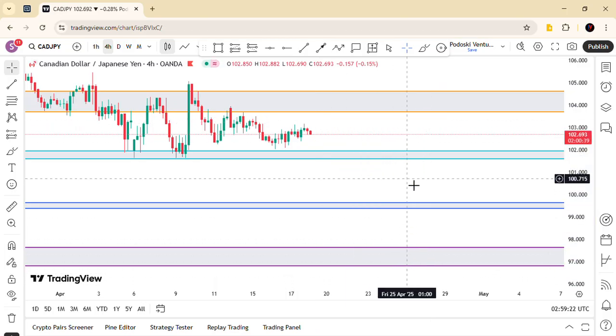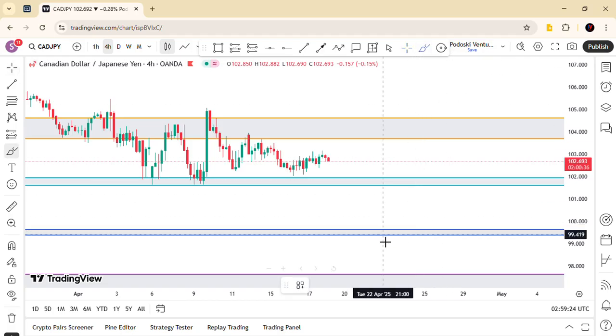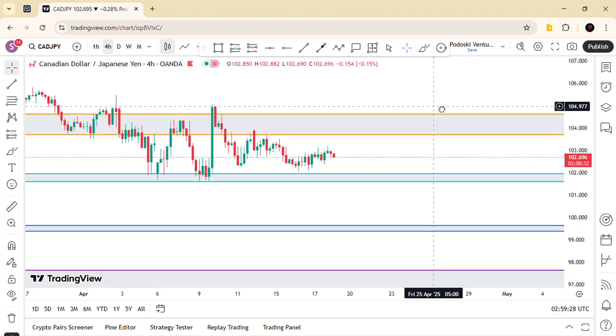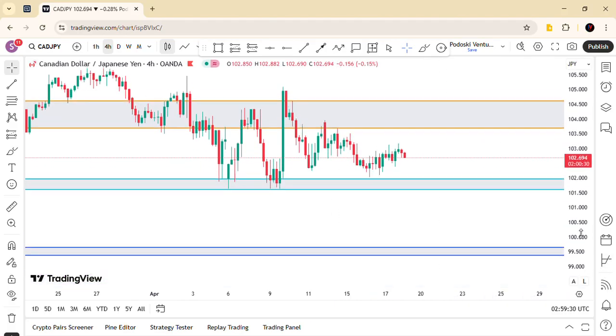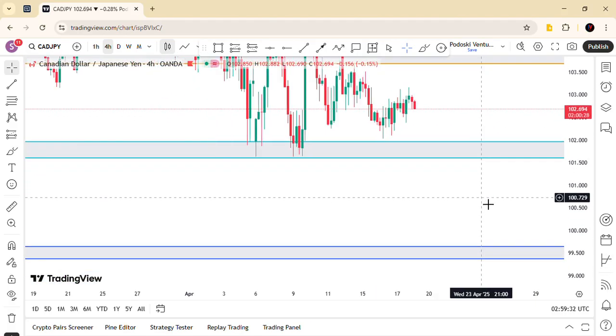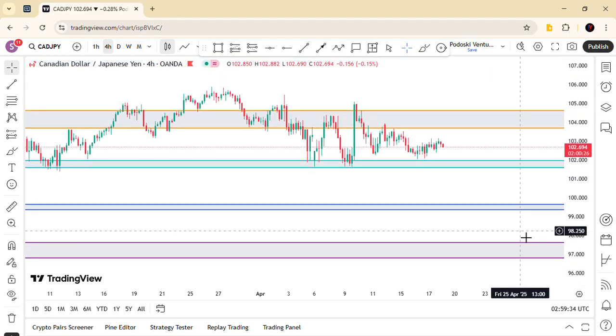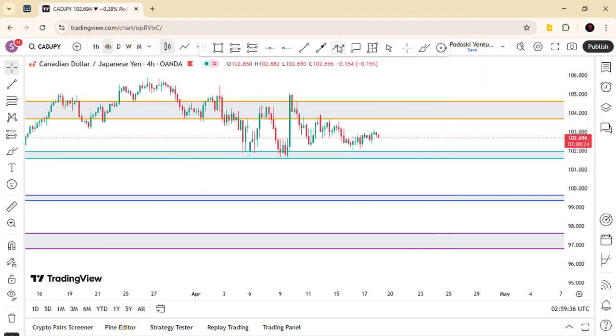So here we are on CAD JPY. I have my 4-hour lower zone here, and if you watch closely, you are in the consolidation or the ranging zone. So what you are going to do is prepare for the entry. So this is how we prepare.